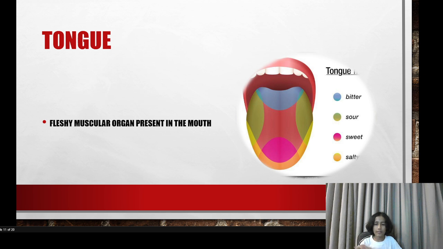The basic four tastes are bitter, sour, sweet, and salty or spicy. These are the normal tastes, and the bumpy, rough surface present on our tongue is the taste buds. They are the taste buds.